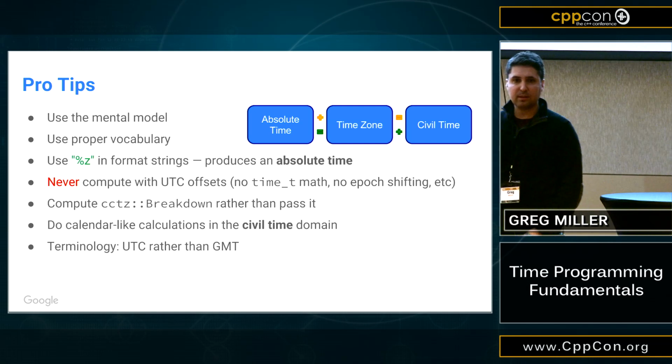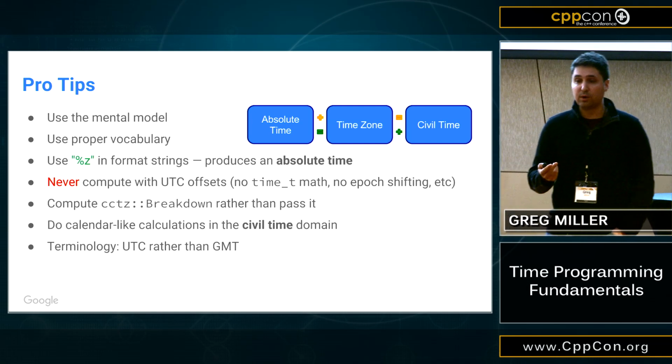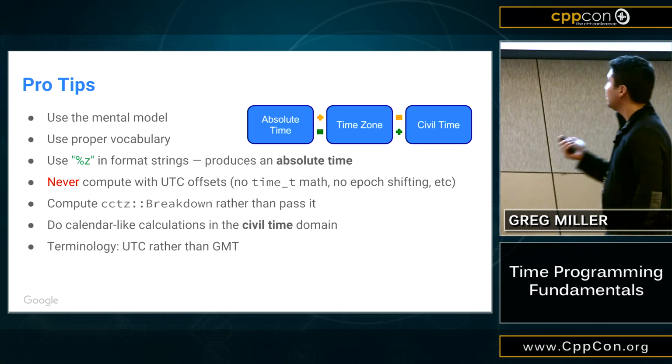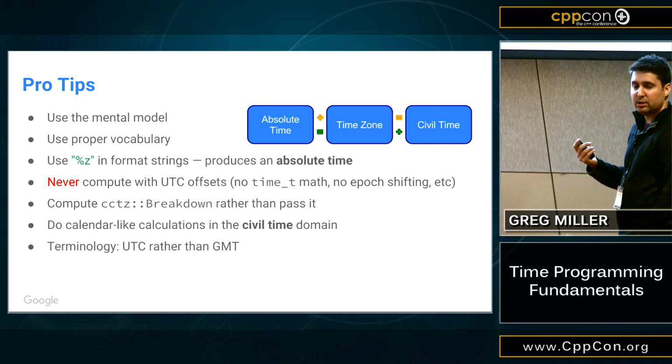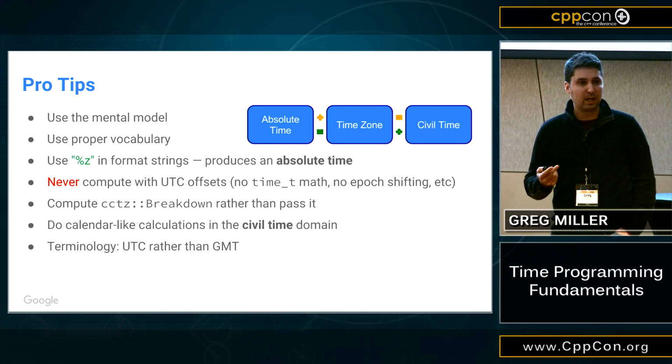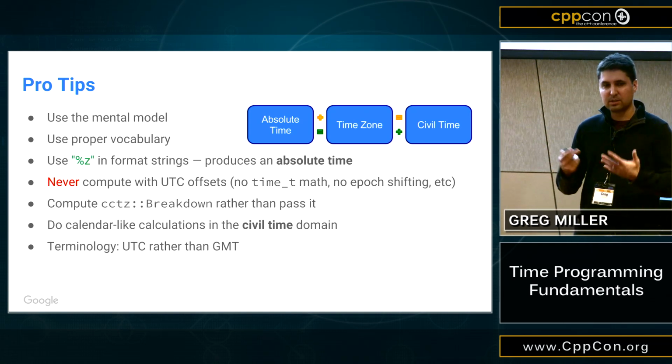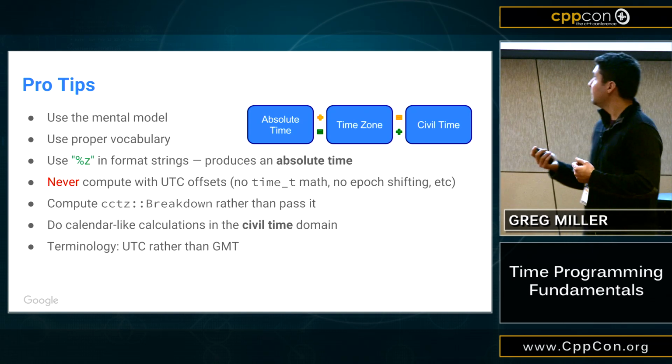When you're talking about these concepts and coding with these concepts and adding comments, use a clear vocabulary. Try to use these terms, civil time, absolute time. Just saying time is kind of ambiguous. It's not really clear what you mean.